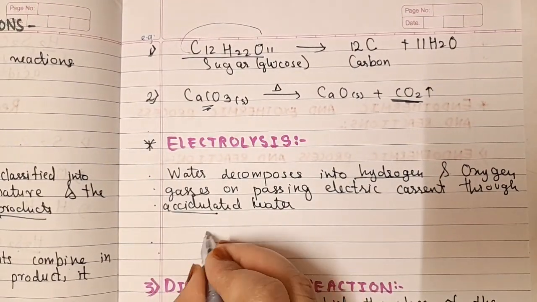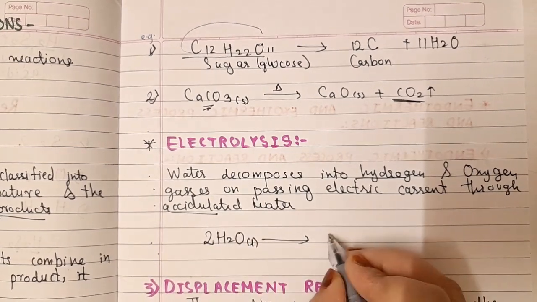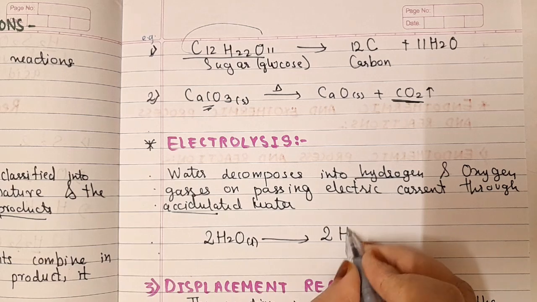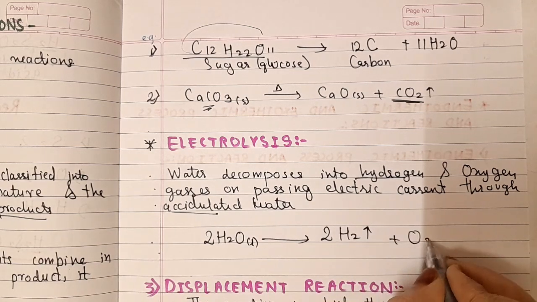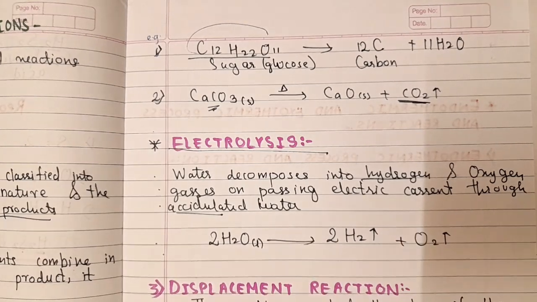Now let's write the reaction. 2 molecules of water in liquid state will decompose into hydrogen gas as well as oxygen gas, okay. So this is the electrolysis of the water molecule.